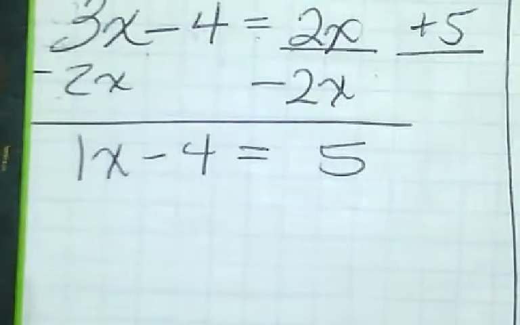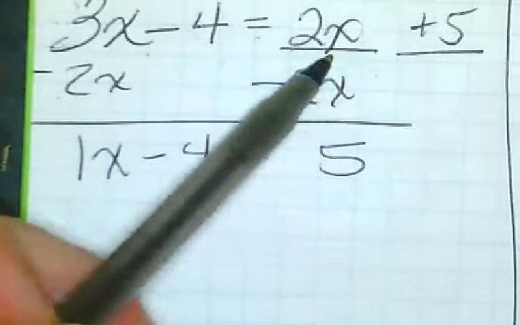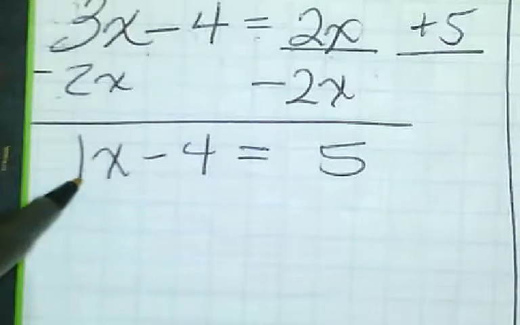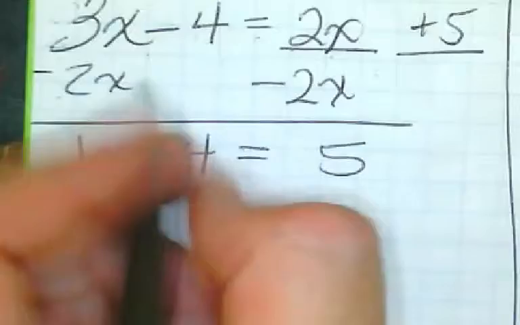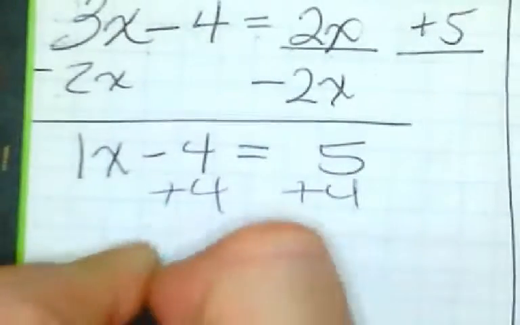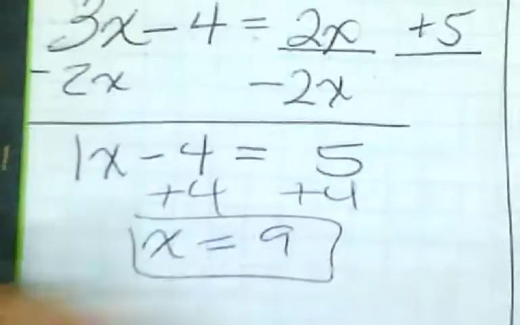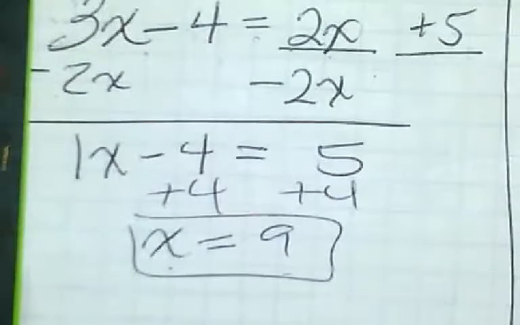And then step 2, Nayeli, what's step 2? We already subtracted our two x's, so now we have x's on one side. What should we do in step 2? Okay, we're adding 4 to both sides. So we have x is 9. Look, there's one solution. We get it now?